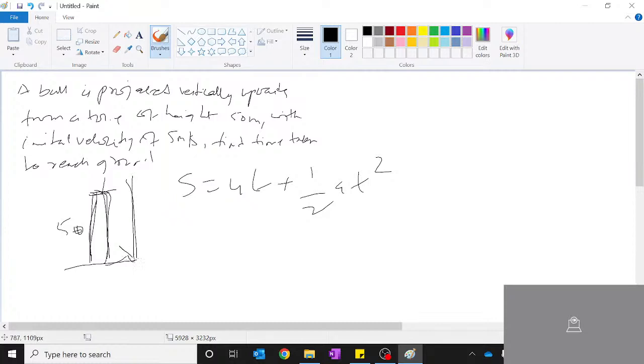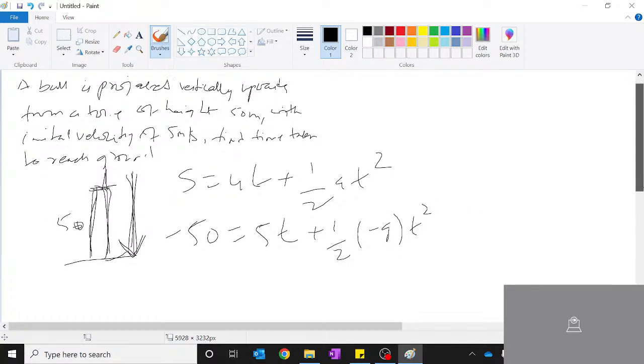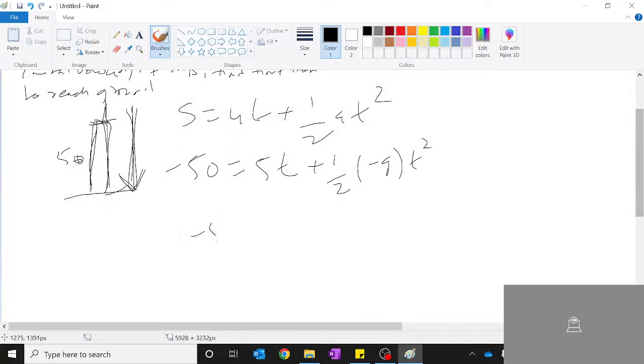Most important, tell me the direction of s. Because this is going down, it is negative. Minus 50 is equal to u times t, and u is positive because it was thrown initially upwards. It is 5t plus half a t square, where a is nothing but minus g because the direction is down. So minus 50 is equal to 5t minus, assuming g is 10 again for convenience, 5t square.